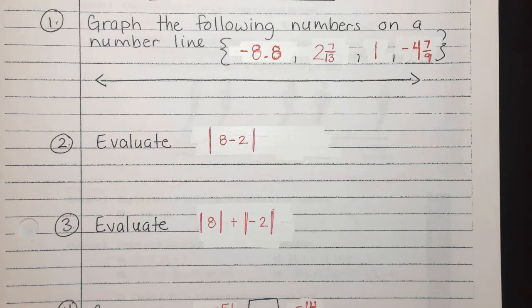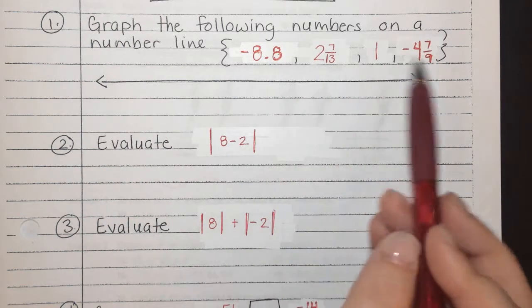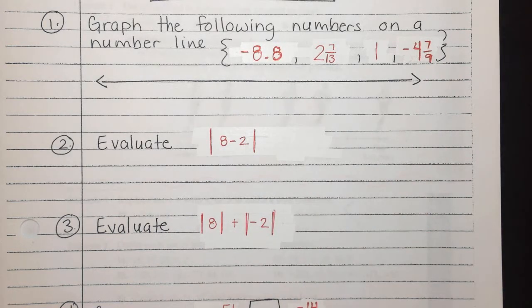Two videos here. Okay, so going back to our checkpoint here. All right, I want to graph these on a number line. What do you notice is in these? Fractions and a decimal. Guys, if I have fractions and decimals, how do I need to number my number line?